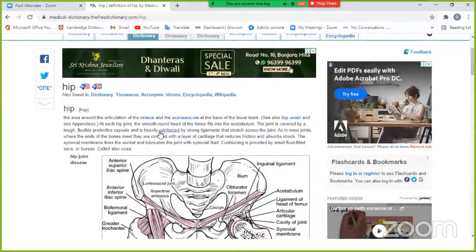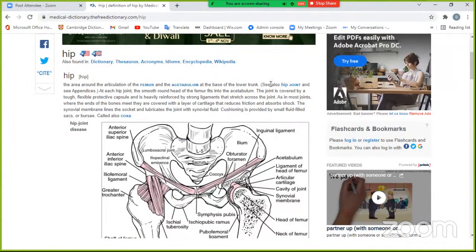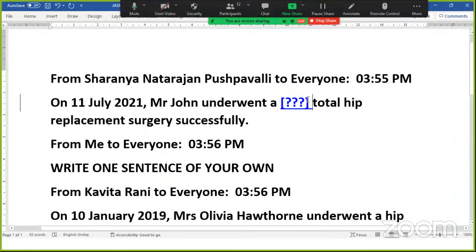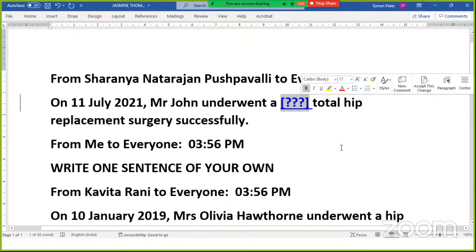Let me explain clearly. The area around the articulation of the femur and the acetabulum at the base of the lower trunk. And it says at each hip joint. That means there are more than one. So that is very clear for you. I don't want to tell anything. You decide your problem. I only show you what is right and what is wrong. Deciding is your aspect. I only want to tell you whether it is a confusion or not, that you decide. If it is a confusion, what type of confusion?